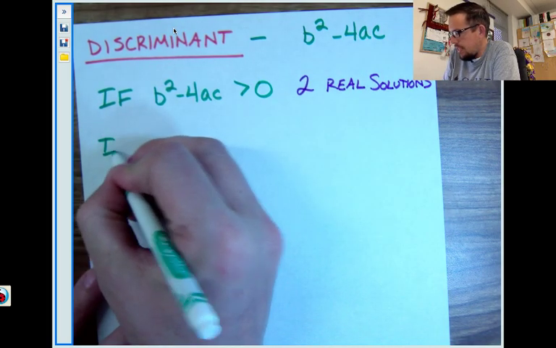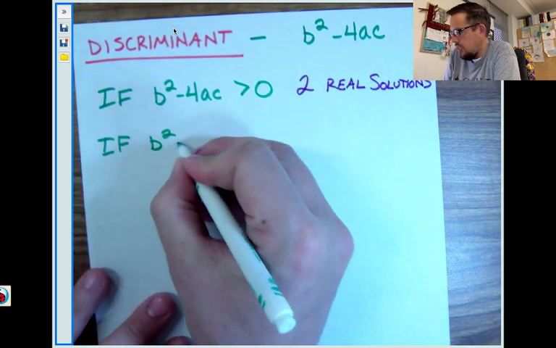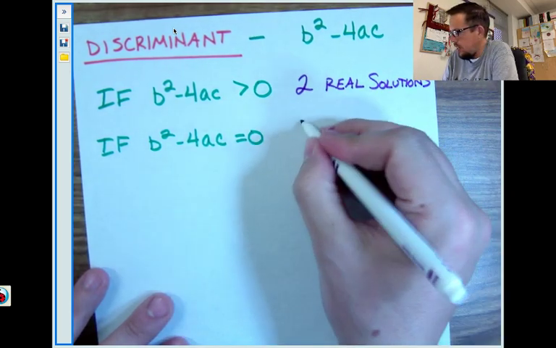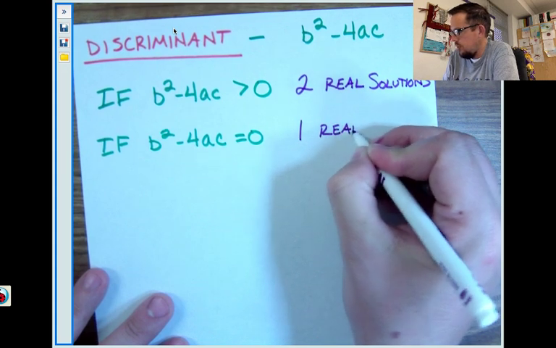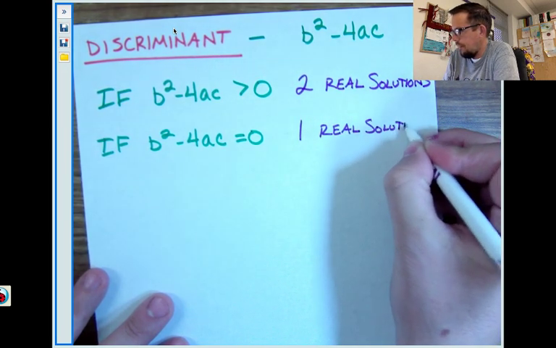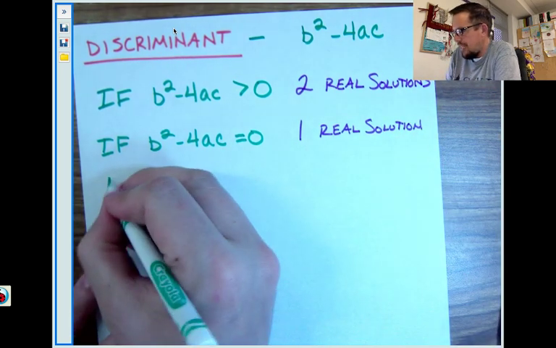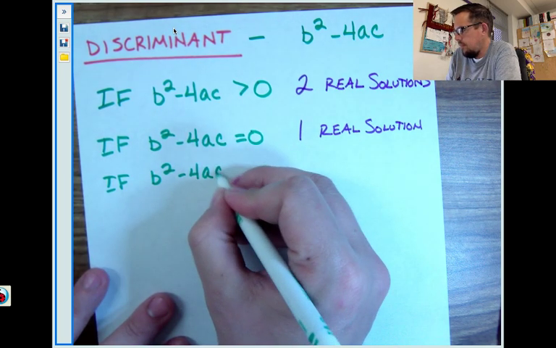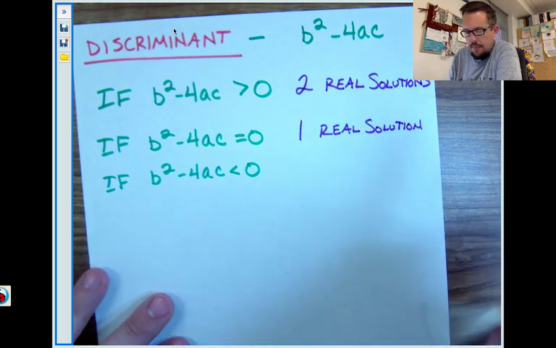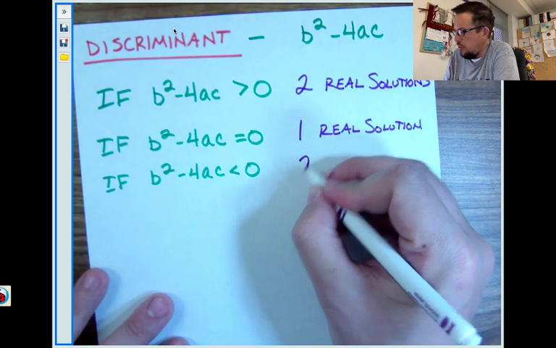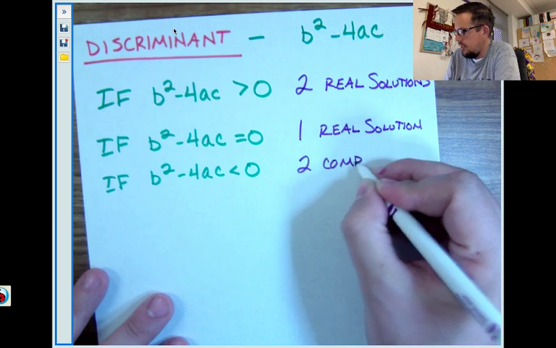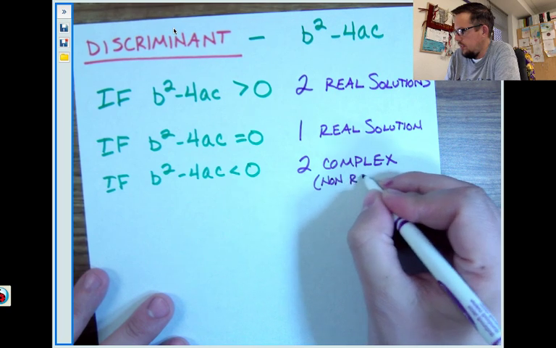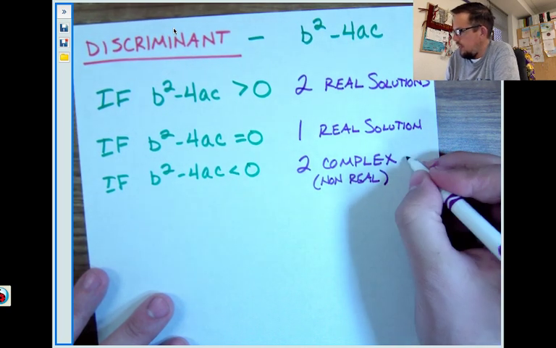If the discriminant is equal to 0, that's the one we just talked about, you have 1 real solution. And if the discriminant is negative, that means you will have 2 complex, non-real, or imaginary solutions.